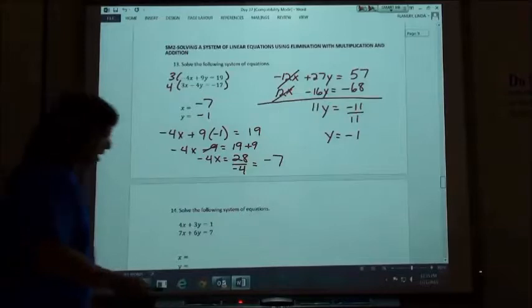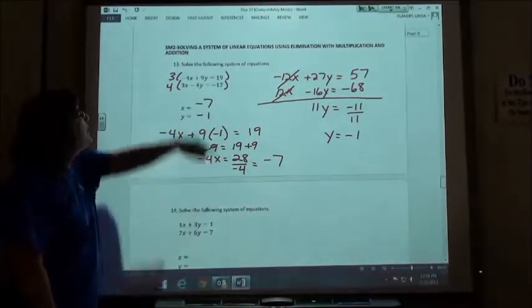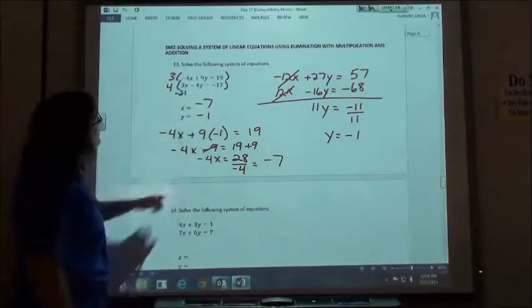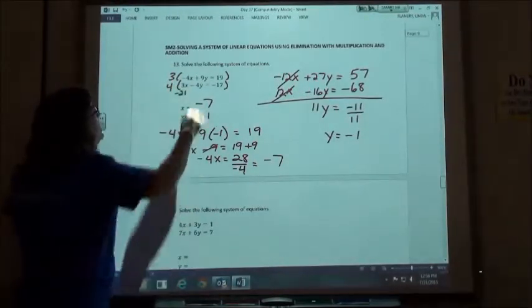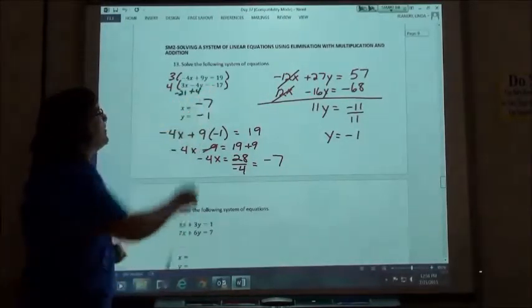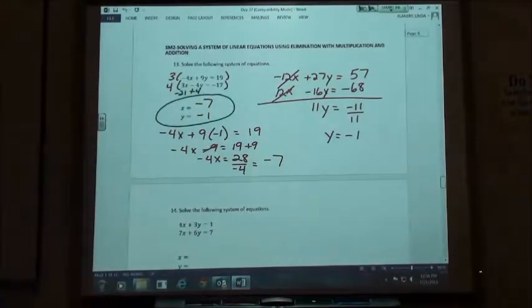Same thing as on our other system of equations. If I really want to check my answer, I can substitute it into the opposite equation from the one I used here. So 3 times negative 7 would be negative 21. Negative 4 times negative 1 is a positive 4. Negative 21 plus 4, sure enough, is negative 17. So I know I did it correctly.